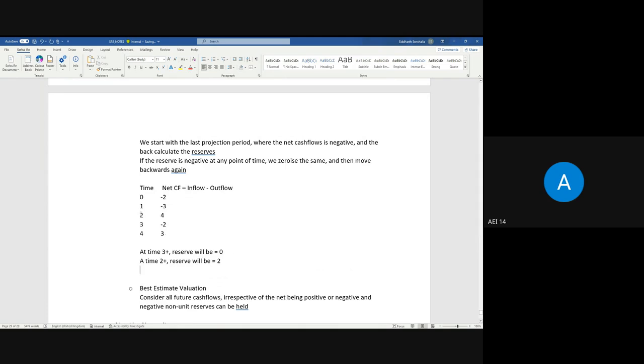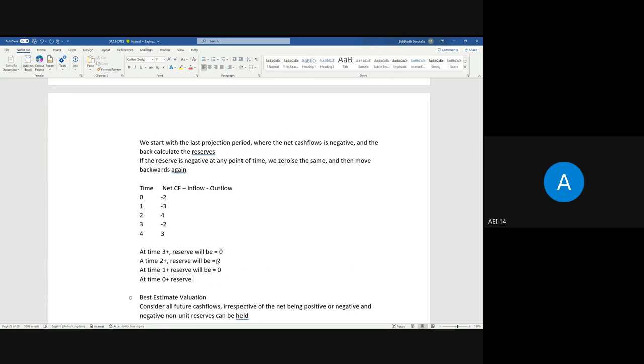Now, at time 2, my cash flow is positive 4, and I already have a reserve of 2 at time 2+. So if I do 2 minus 4, my reserve will become minus 2, negative. So what will be the reserve that I'll hold at time 1+? Zero, because you will be zeroizing any negative reserves. You cannot hold any negative reserves. So I'd again start with minus 3, or 3, at time 0+. So at time 0+, my reserve would become 3, because I'll be taking back just this one cash flow of minus 3.